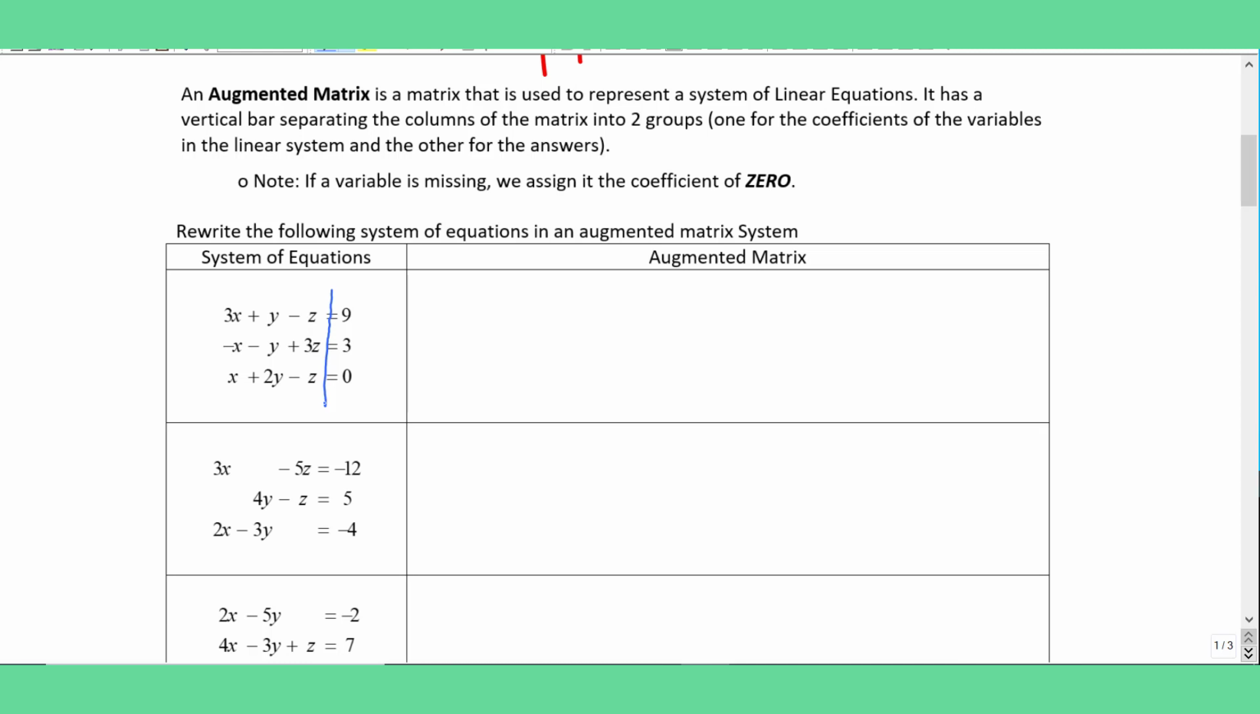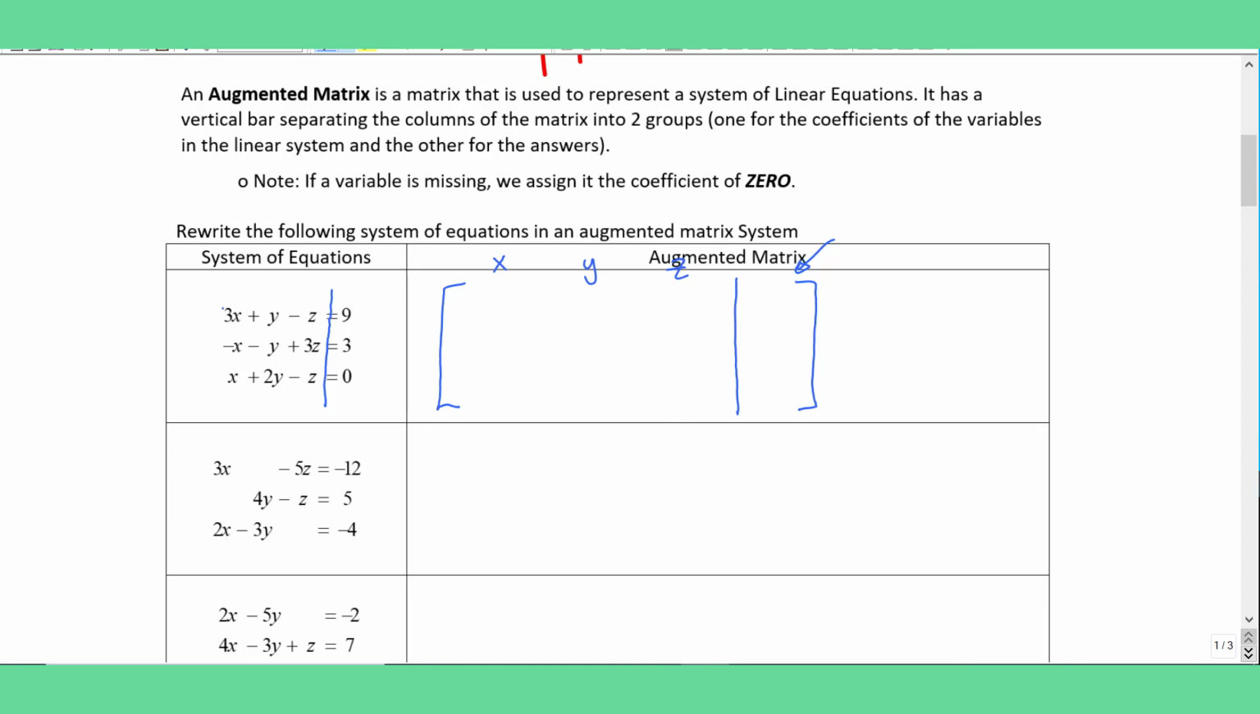So the first thing we're going to practice is just how to rewrite a system of linear equations into an augmented matrix system. So we're going to use a bracket. We have brackets. We need our vertical column. And the columns over on the left are going to represent the x, y, and z's. And over here are the numbers on the right-hand side of the equal sign. So again, being very careful, being in clear rows and columns.